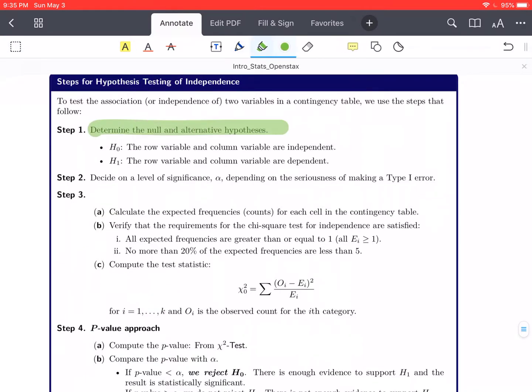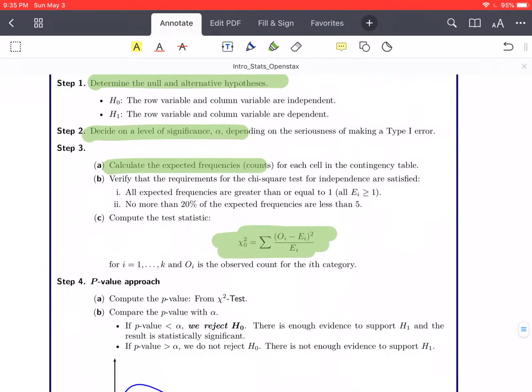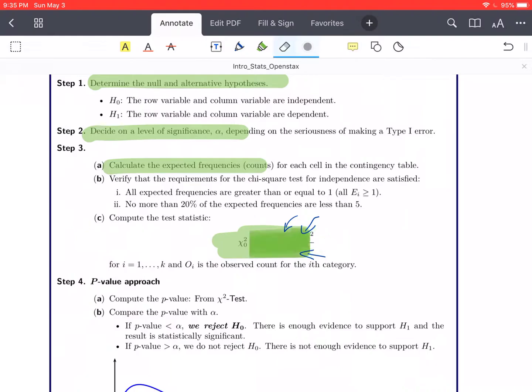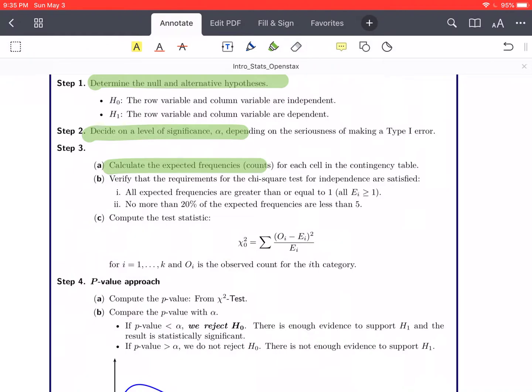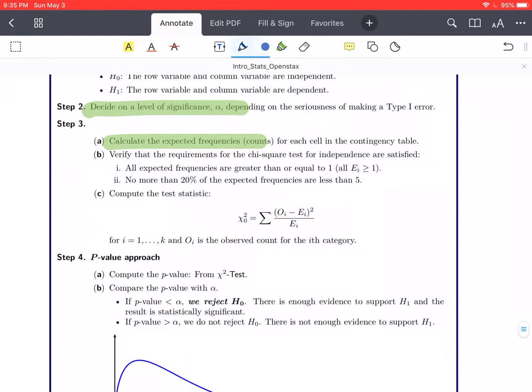So determine the hypotheses, determine your significance level, calculate those expected frequencies. Again, that utilizes this formula, so we add them all up. That gives us our test statistic. Remember again, this is observed value minus expected value squared over expected value. So we can use that formula and of course incorporate the technology to help us as well.